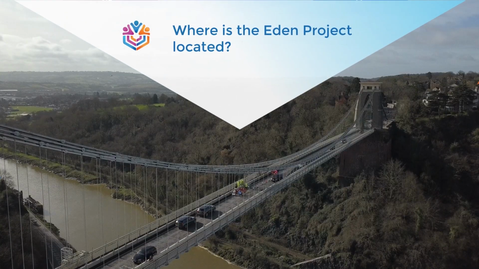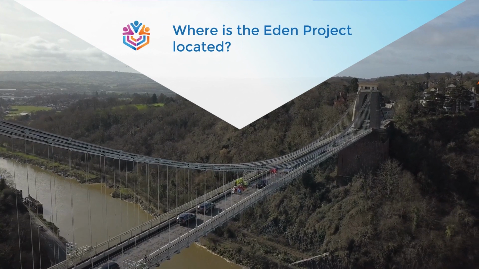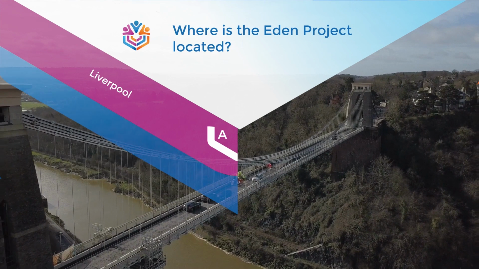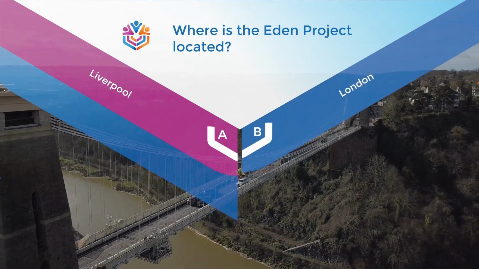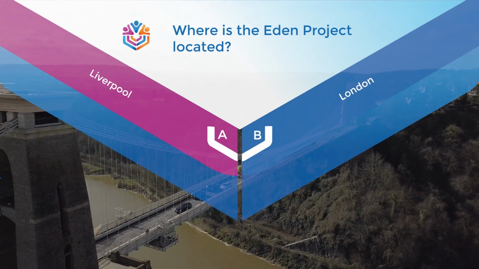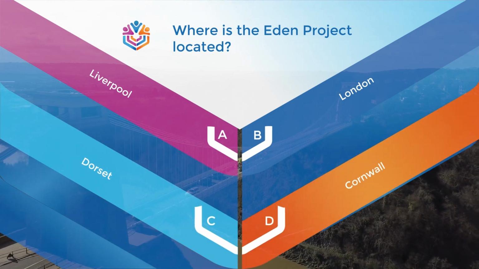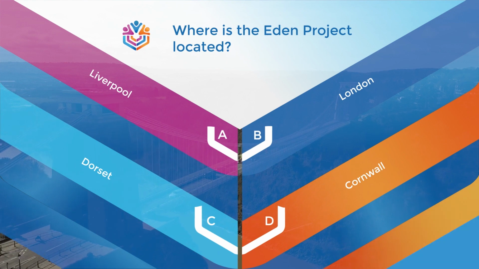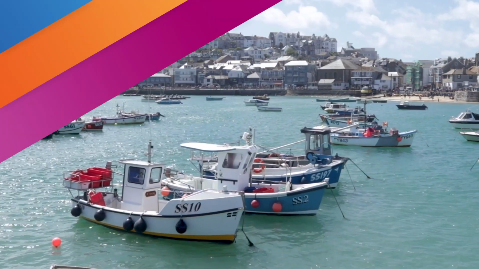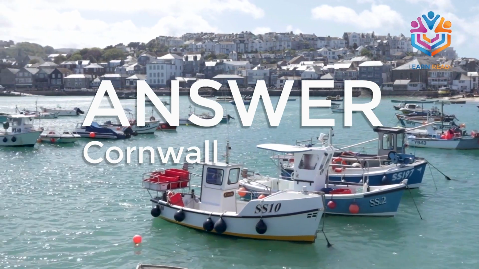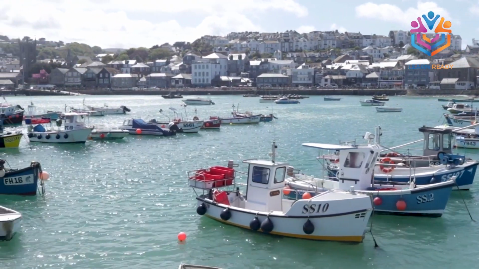13. Where is the Eden Project located? A. Liverpool. B. London. C. Dorset. D. Cornwall. Answer: Cornwall. The Eden Project is located in Cornwall, in the southwest of England.